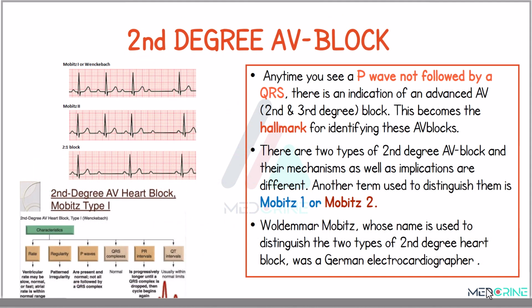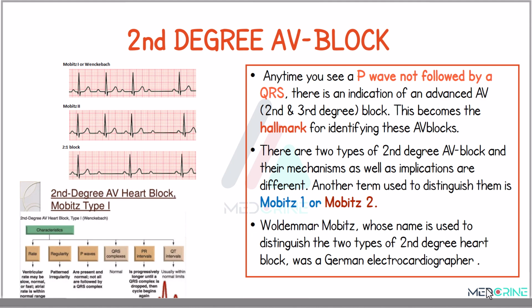The next type of heart block is the second degree atrioventricular block or second degree heart block. Anytime you see a P wave that is not followed by a QRS complex, there's an indication of an advanced type of atrioventricular block known as either second degree or third degree heart block. This becomes the hallmark for identification of these heart blocks. Anytime you have a P wave that is not followed by a QRS complex, you automatically know this is not a first degree heart block. It is either a second or a third degree heart block.